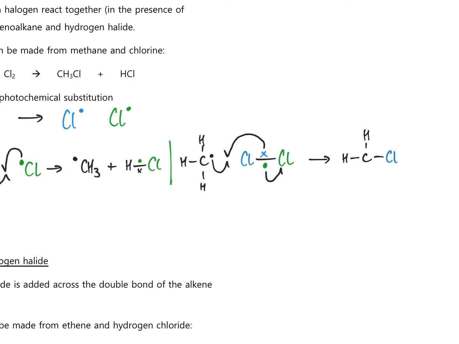And that's with the blue chlorine atom. Won't be blue in real life, but just for our representation of the movement of electrons. So that's our chloromethane, and will also produce another chlorine radical, which can then go on and keep the reaction going. That can react with another methane molecule. So that's our propagation step.